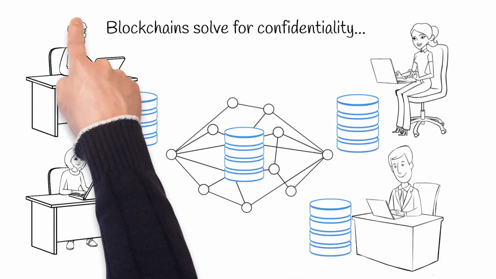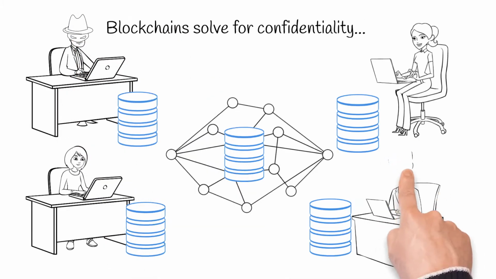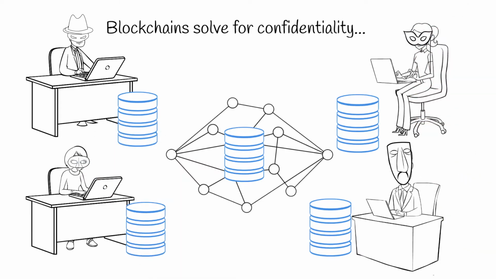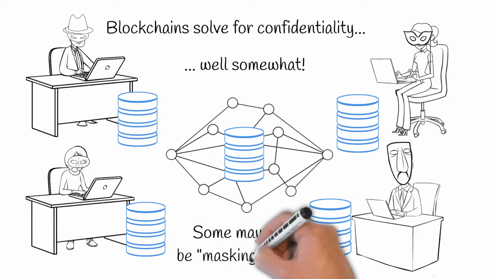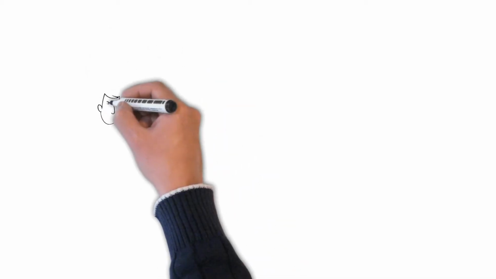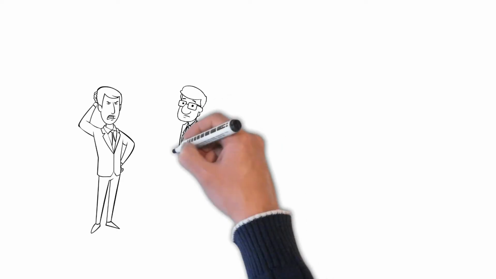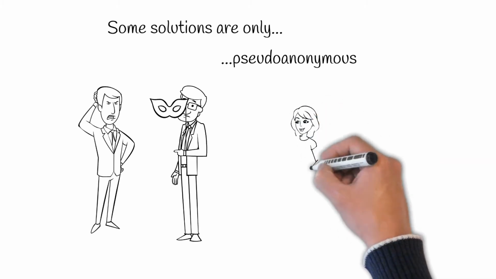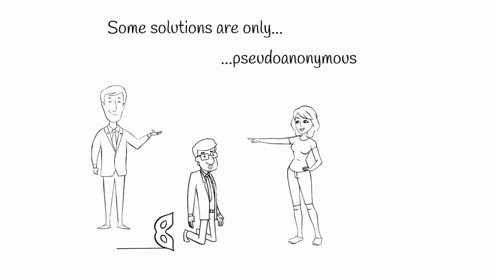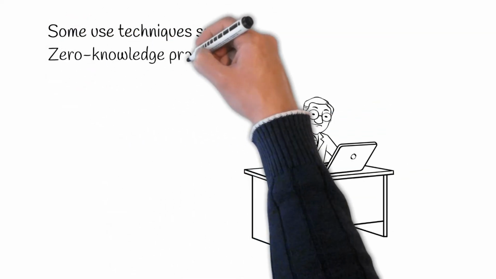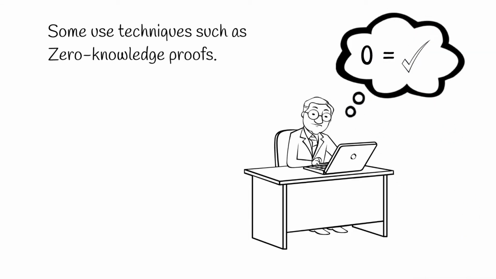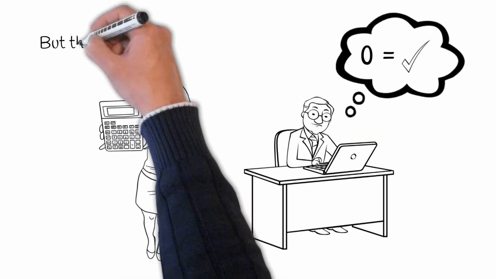Blockchains also solve for confidentiality. Well, somewhat. Some may just be masking the users. Some solutions are only pseudo-anonymous, like Bitcoin, where once somebody knows your public key, they can tell everybody else who you are. Some solutions use techniques such as zero-knowledge proofs to hide identity and secure the network. However, these techniques do take a long time to calculate.